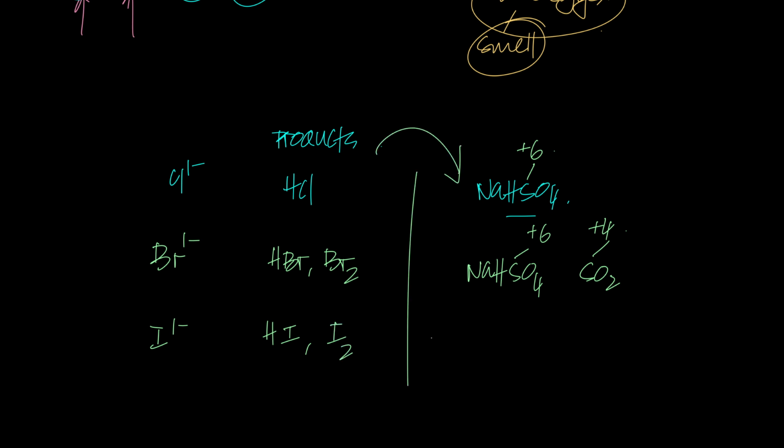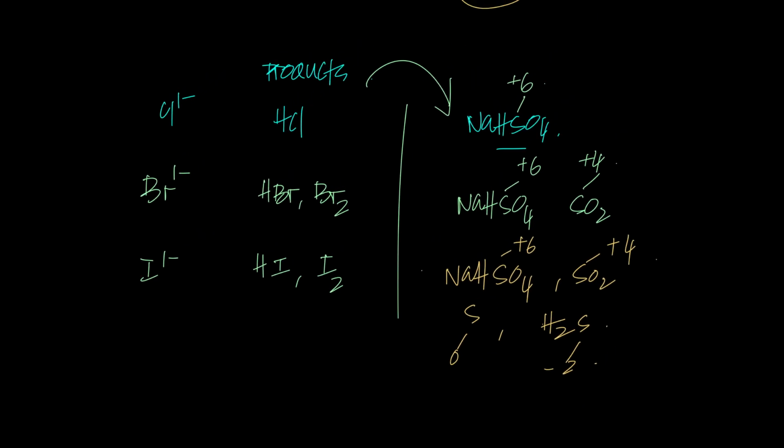For sulfur, you get NaHSO4, which is +6. You get SO2, which is +4. You get H2S, which is what? Before H2S, you get sulfur, 0. You get H2S, which is -2. So that's the idea.